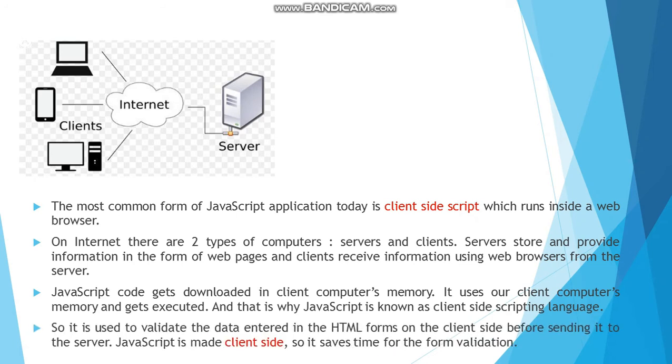So it is used to validate the data entered in the HTML forms on the client side before sending it to the server. So whenever you enter data in a form and submit the form details, if there is any mistake, then immediately it will show you the mistake. It is because JavaScript is made client side, so the process becomes very fast. JavaScript is made client side, so it saves time for the form validation.